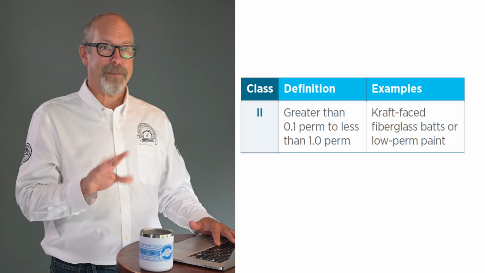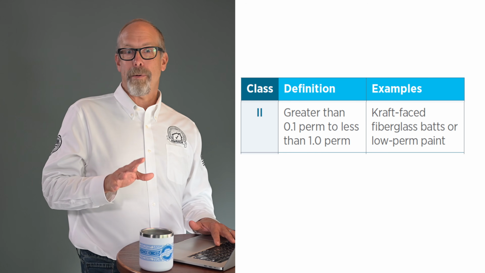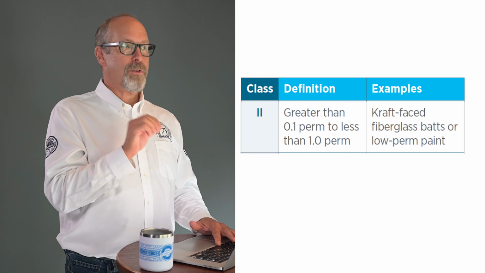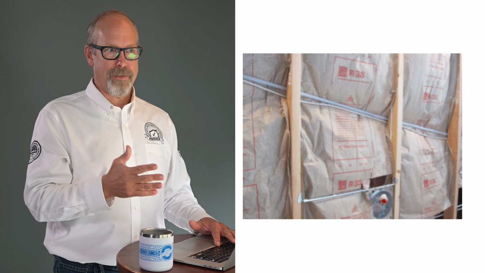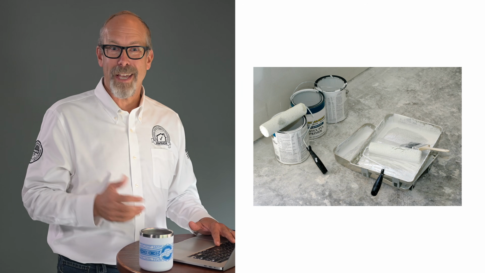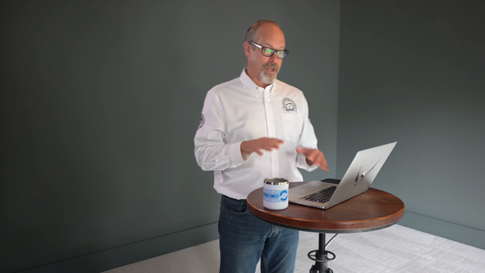Class 2, this is the middle ground. Class 2 vapor retarders range from 0.1 to 1 perm. And these include materials like kraft paper, the backing on insulation, certain primers and paints, some membrane materials. They provide significant vapor control while allowing some moisture movement. Class 2 materials often represent the sweet spot, enough vapor control to meet code requirements without being so restrictive that they trap moisture where it shouldn't be trapped.